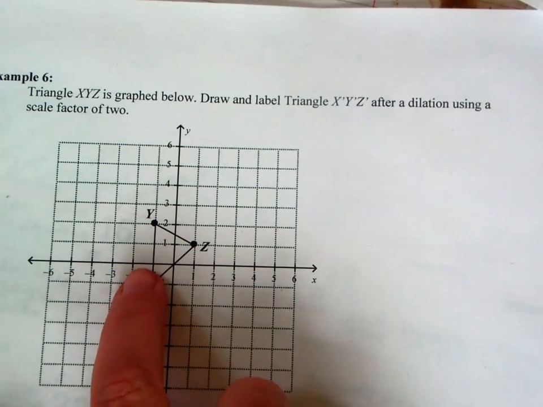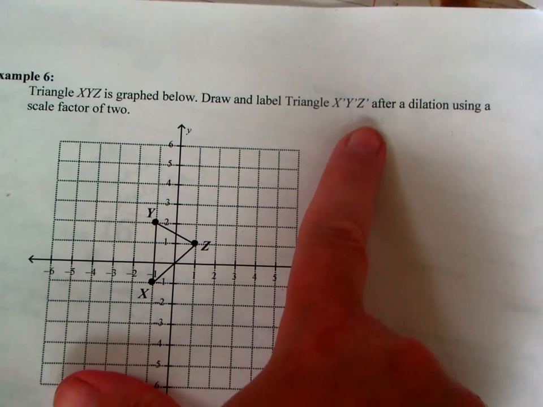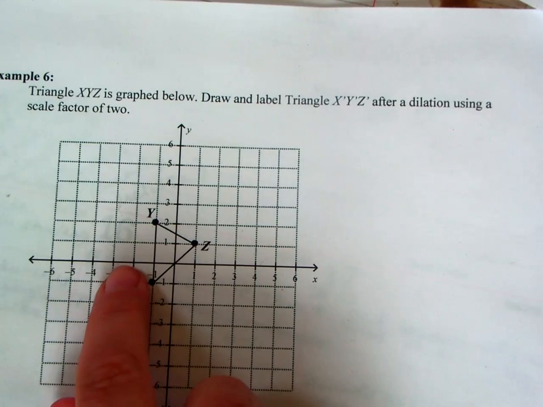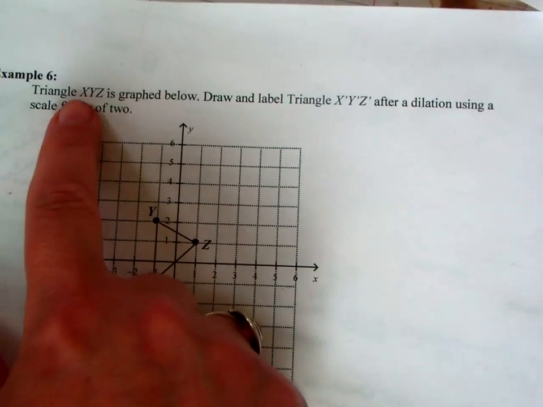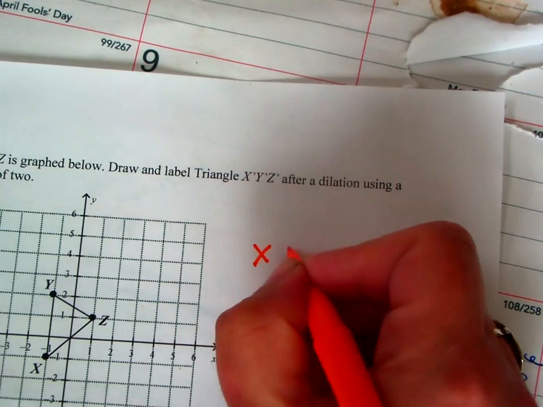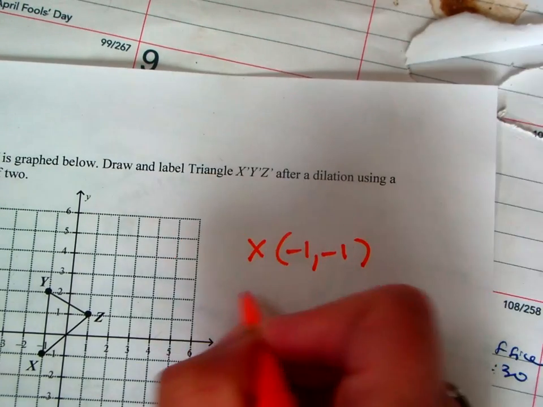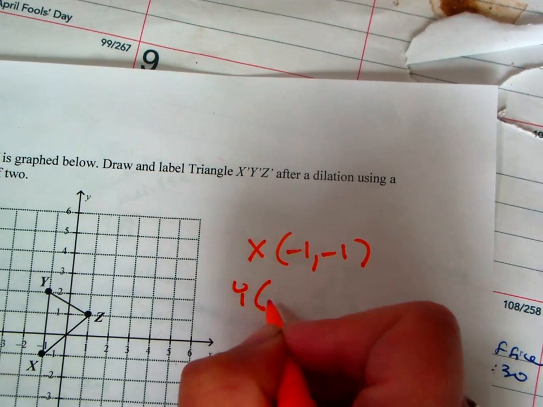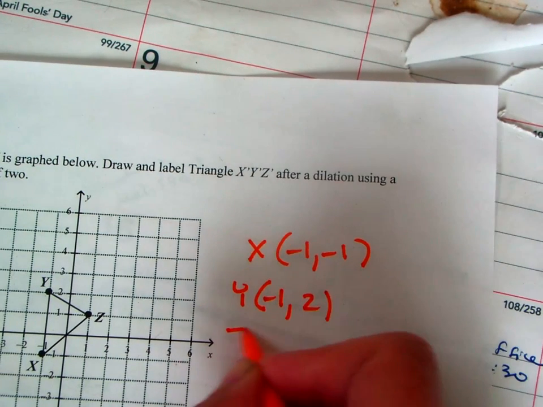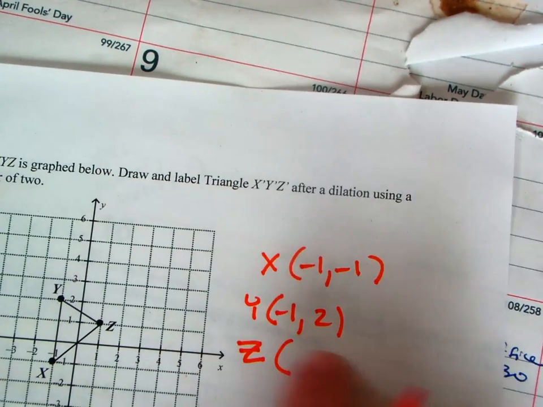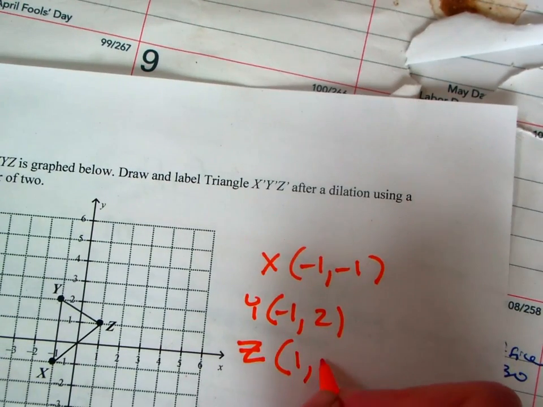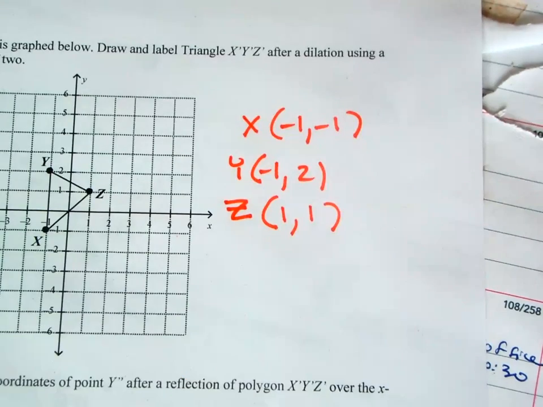Okay, and this one is already drawn for you, but they want you to draw a triangle X prime, Y prime, Z prime. Here's X, Y, Z. And you need to use a scale factor of 2. Now, me personally, I prefer to actually write the original coordinates. So the original coordinate of X is (-1, -1). The original coordinate of Y is (-1, 2). And the original coordinate of Z, and the only reason I'm crossing that is so it doesn't look like my 2. Okay, so you can tell it's a Z and not a 2. I don't normally do that with my numbers.